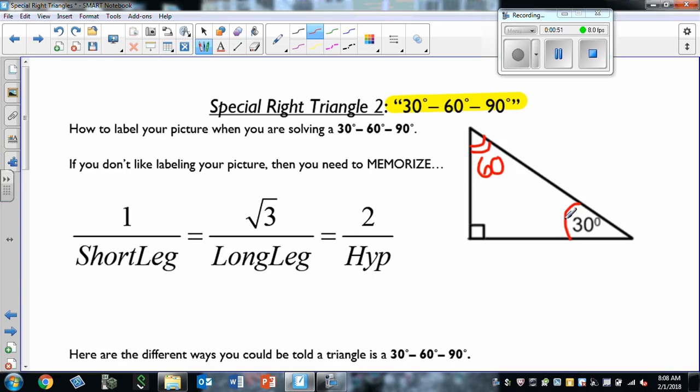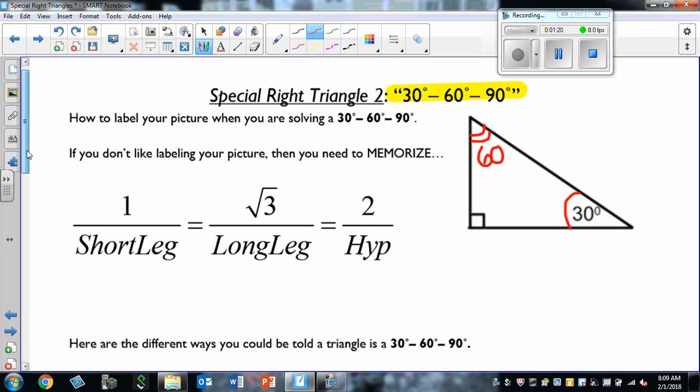So from our last unit, we know that the smallest angle is across from the smallest side. We already know this should be the largest side because it's across from the right angle. It is the hypotenuse. So this will be the medium side. Now, for solving, that doesn't really help us a whole lot. So here is what I recommend.